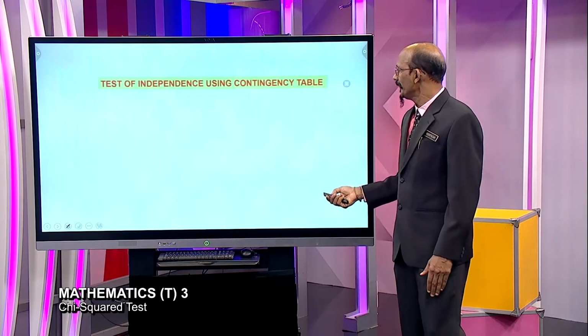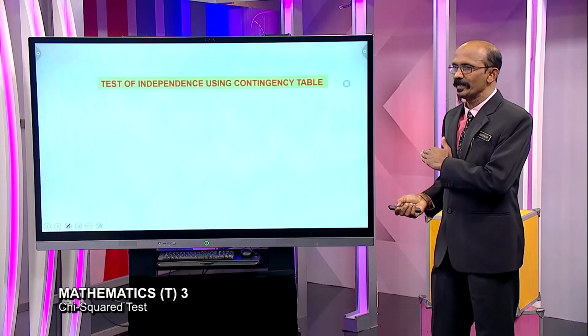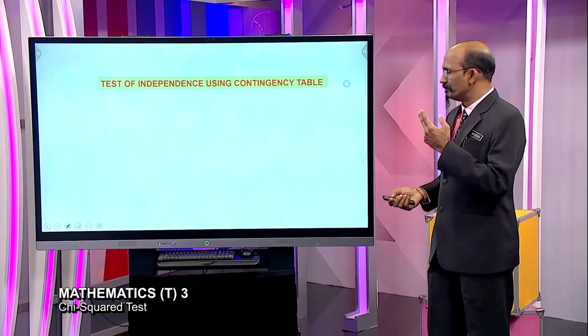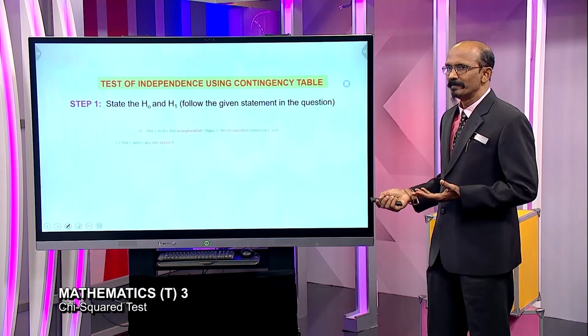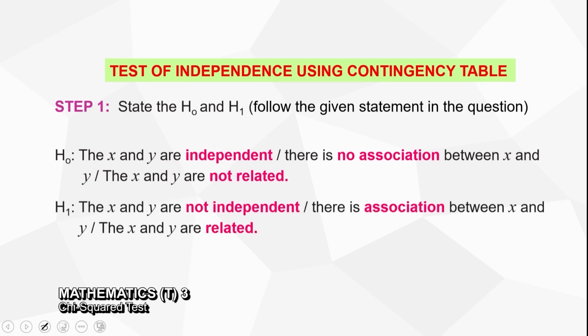Then the test of independence in a contingency table is basically testing the relation between 2 variables. The 6 steps remain almost identical, but the way of writing H0 and H1 is slightly different. You use independent, no association, or not related. Then H1 will be not independent, association, related. That's how you write.